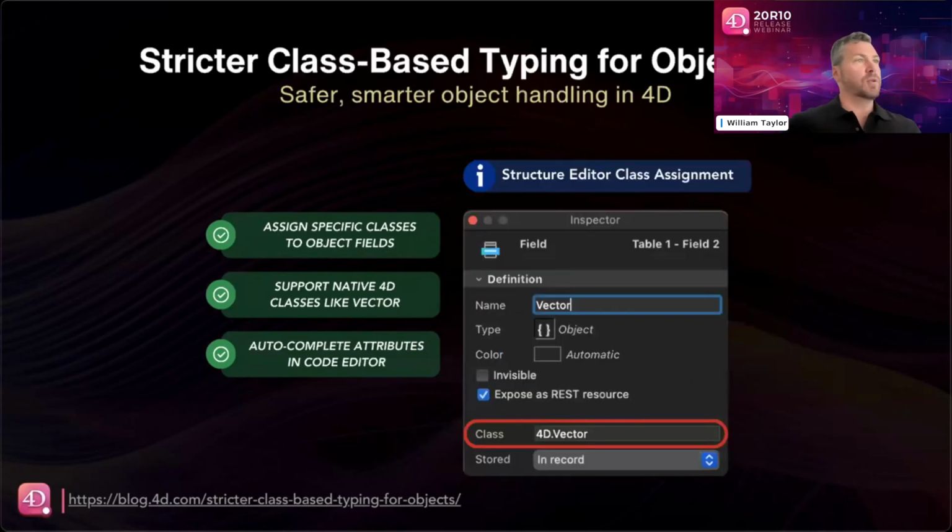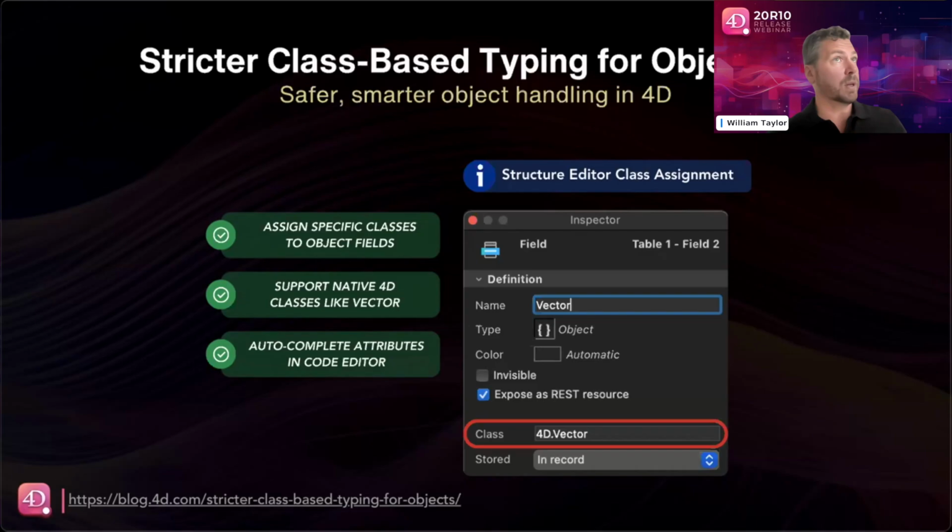And that's not just for variables or functions. This also applies directly to your data model. In the structure editor, you can now assign a specific class to an object field. For example, you can link a 4D vector class to a 4D vector object type in your data model. This means that 4D doesn't see an object. It knows it's a vector with all the associated methods and properties. From design to runtime, everything stays consistent and type safe. And inside the editor, you get instant auto-completion based on declared class.